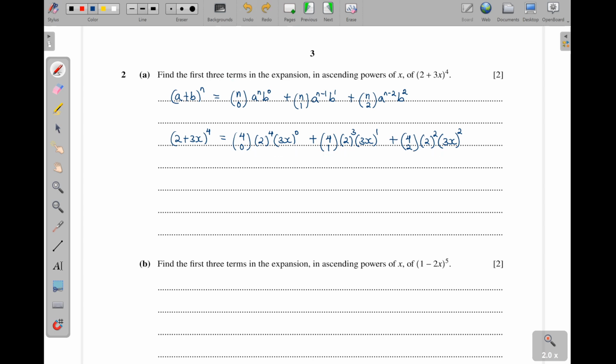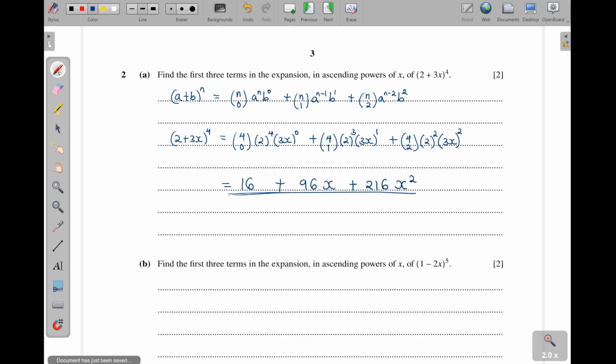Now, 4 combination 0 is 1. 2 power 4 is 16, right? So we shall have 16 here. And then this one will give us a 4 times 8, that one is 32. Then 32 times 3, that will give us 96x. And then 4 combination 2, that will be 4 times 3, 12, divided by 2, that will be 6. Then 6 times 4 gives us 24. Then 24 times 9 gives us 216. So we have 216x squared.